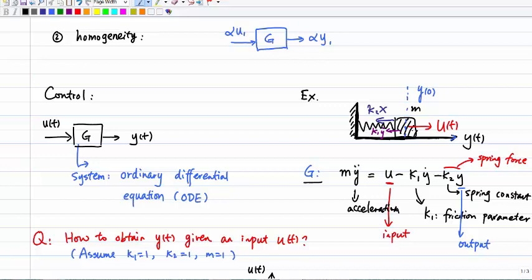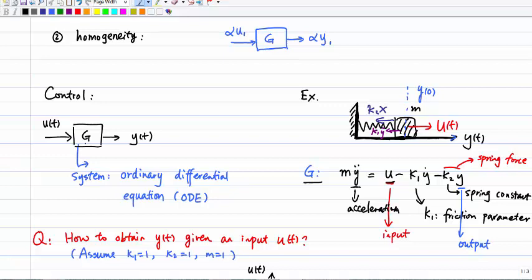The force created by the friction is negative k1 times y dot, and the force created by the spring is negative k2 times y. So that's the spring force, and this is the friction force. As you can see, the input u and the output y are related. They're described by a differential equation, which is exactly what we mentioned over here.